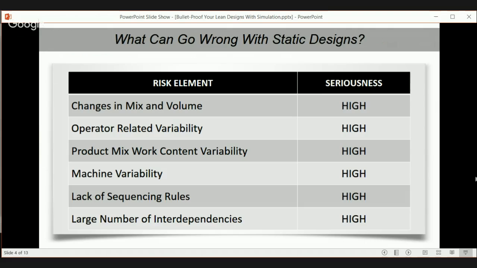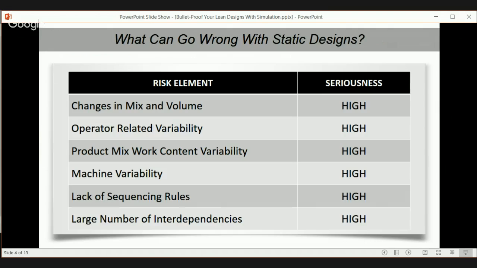So what kind of things can go wrong? I'm sure there are more things that can go wrong than this, but these are the main ones, and the seriousness of all of these is high. First, changes in mix and volume. Remember, when we design the line in the worksheet you just saw, we're designing for a representative mix and volume of parts. But what if that changes? Can it change? Sure, it is going to change. It's virtually guaranteed that the mix and volume we use to design with is not going to happen, because the customer wants to buy what they want to buy, and they don't care what our original mix was when we designed the line. So changes in mix and volume can have an impact on line performance.